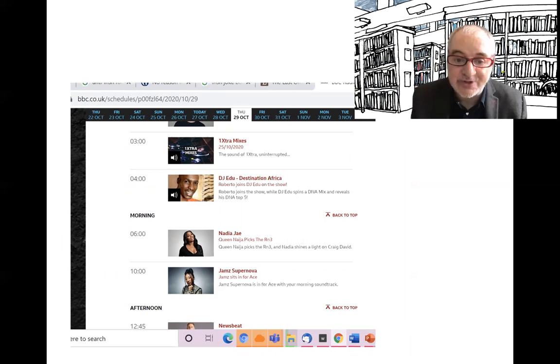It's mostly music, of course, because this is a popular radio. And you can see here you have a series of the disc jockeys and so on throughout the night. So you have 1 Extra mixes in the morning, very, very early in the morning, and Destination Africa, Queen Niger, and Jams. And you can see that almost everybody presenting is black.